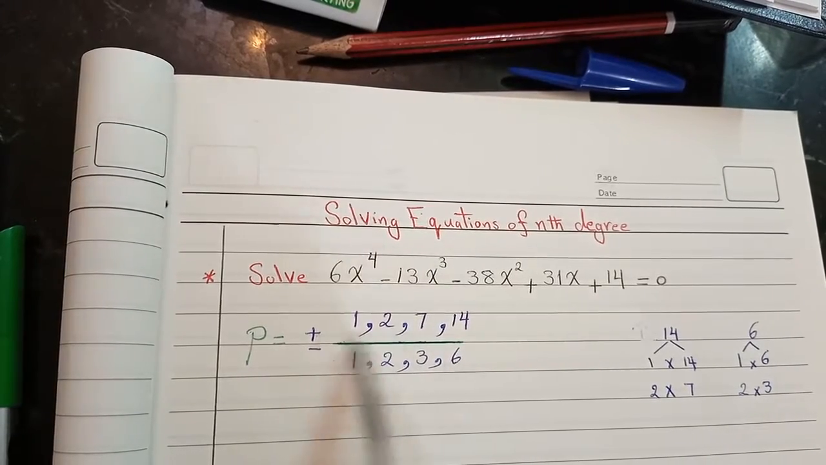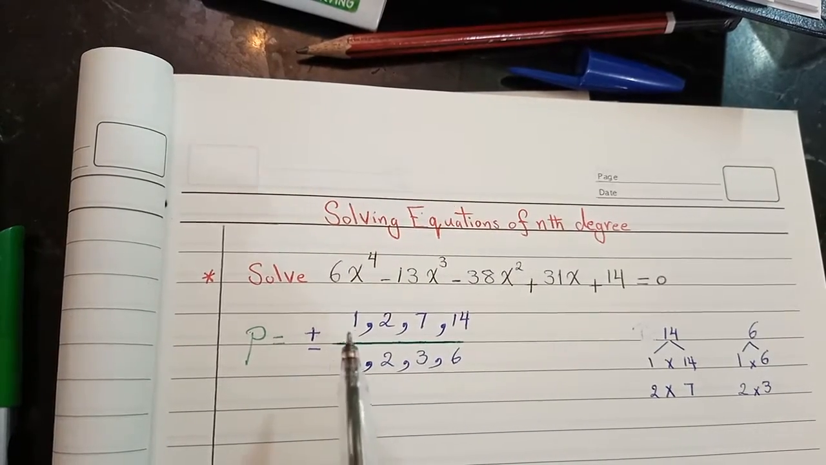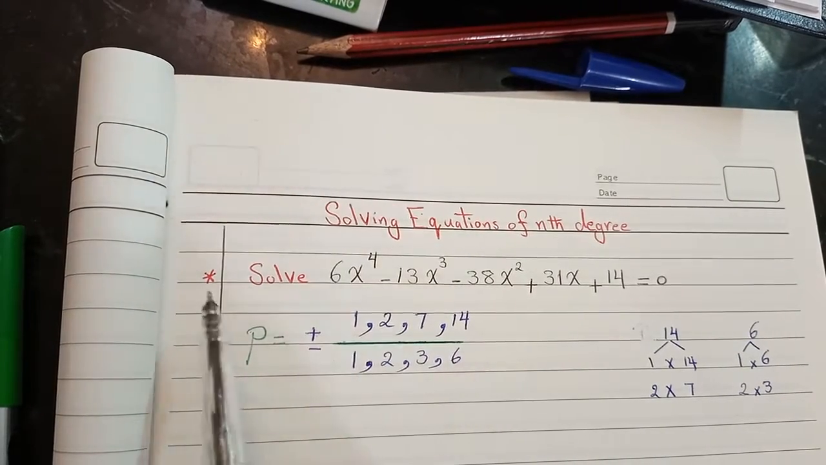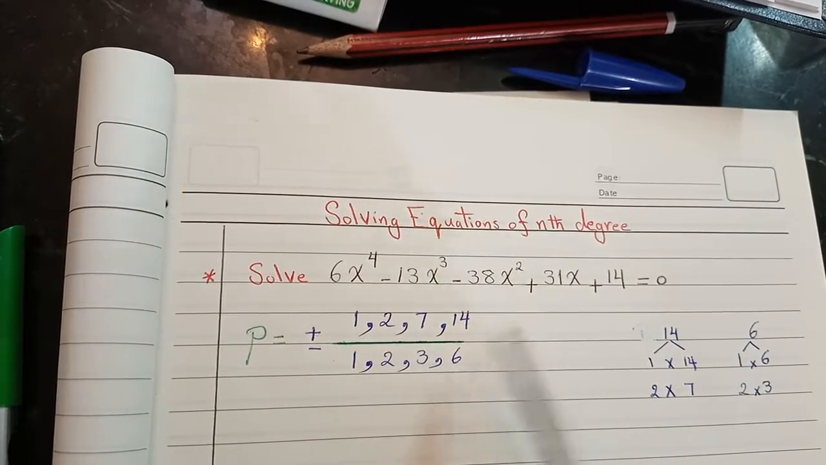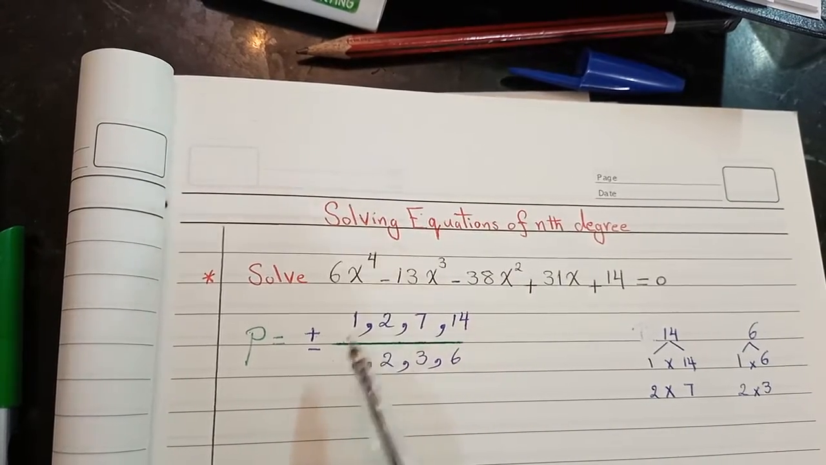How about if we run out of trying these whole numbers and we found no solution? After you try all of them and you still didn't solve the equation completely, you are allowed to use the fractions. How?